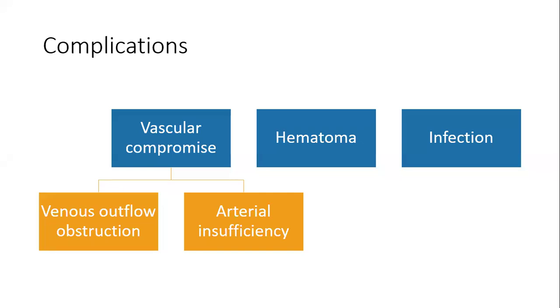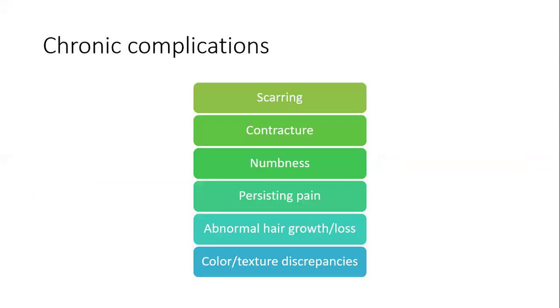immediate evacuation. Chronic complications would be scarring, contracture, numbness, persisting pain, abnormal hair growth or loss in the flap, and color or texture discrepancies. These are the long-term and chronic complications.